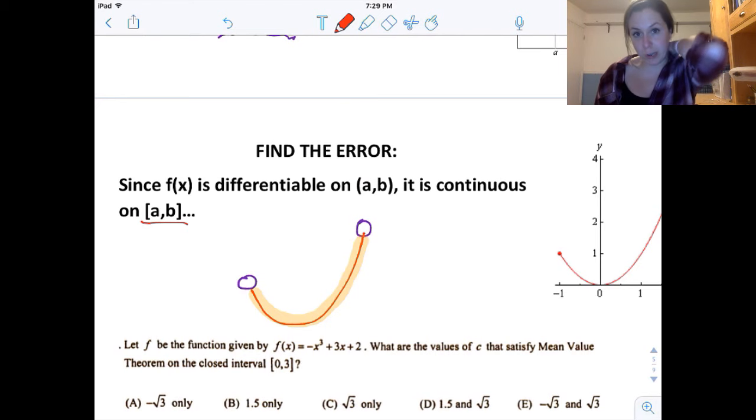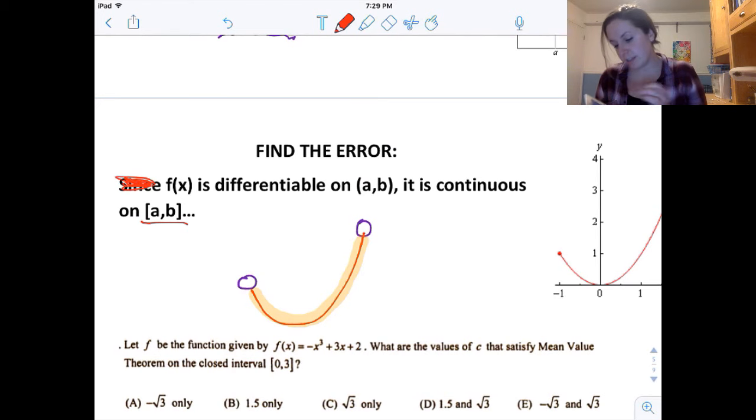What I would say is if you're in doubt, just say since f is differentiable, which normally they say in the prompt, then it's continuous on the closed. But be very careful saying this. What I would change this to is just f is differentiable on (a, b), and then just say and f is continuous on [a, b], okay? So just be careful with that. Be very careful. All right, we're going to look at 1 or 2 of these.